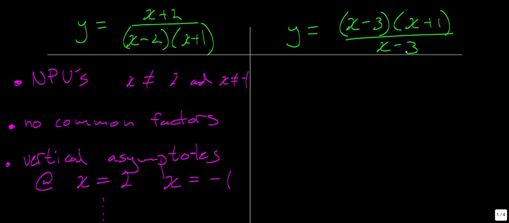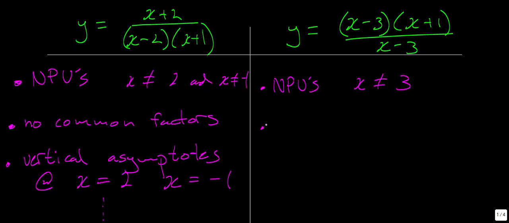Okay. So first of all, just like we did over here, let's start with my NPVs. That should be quick. In this case, as you can guess, x cannot equal 3. So again, just so that you remember, this will be a vertical asymptote right there. Let's take a look and see if we have any common factors.